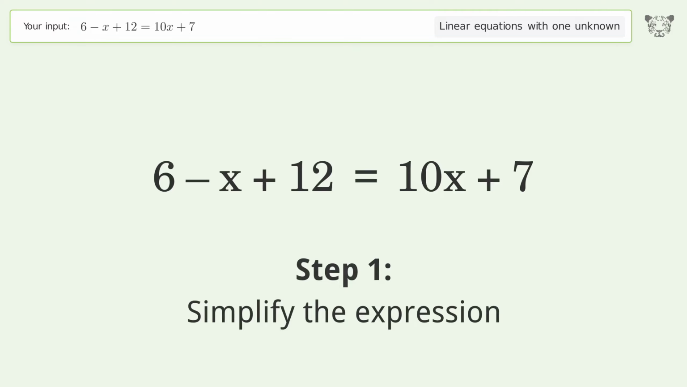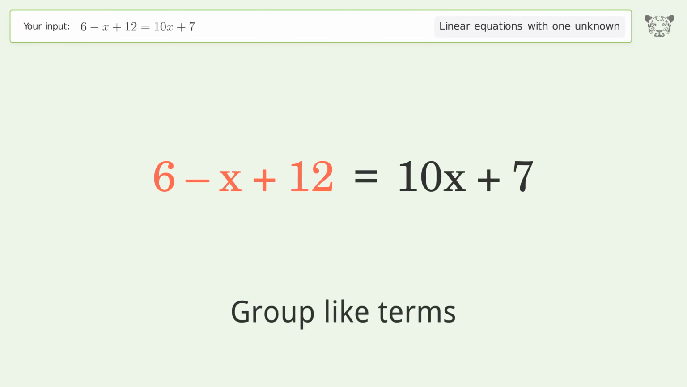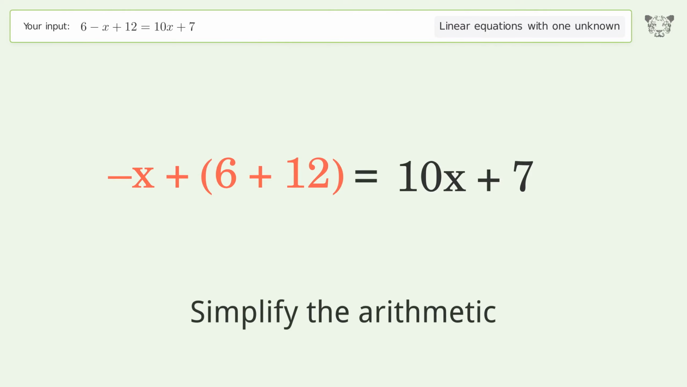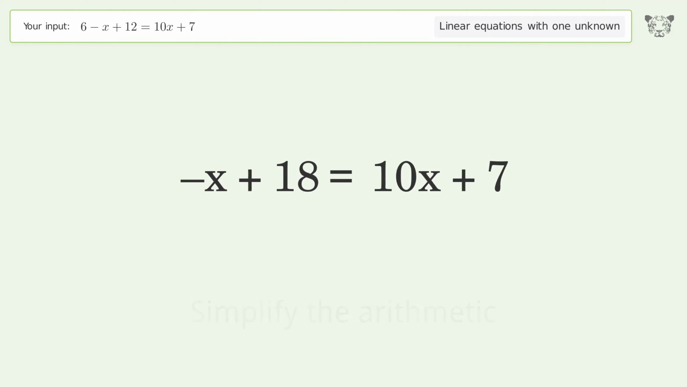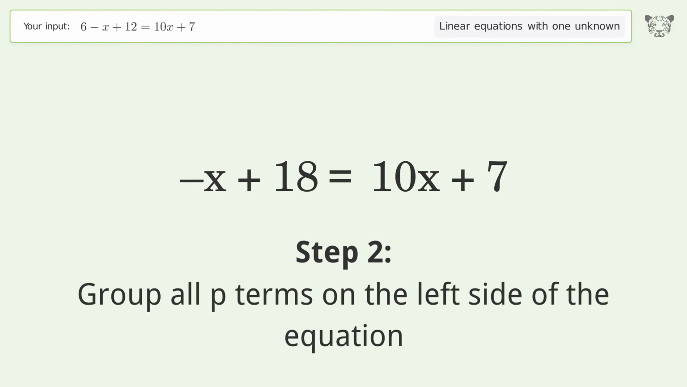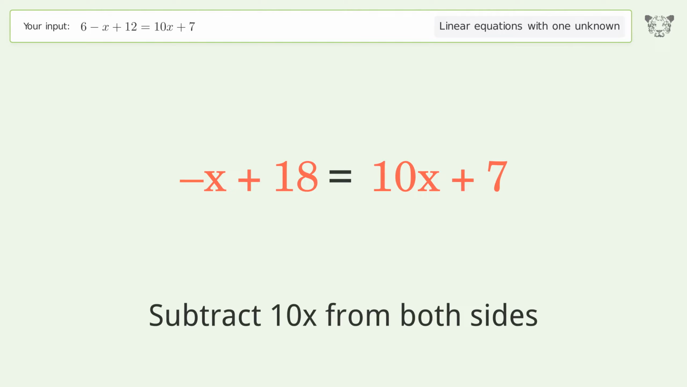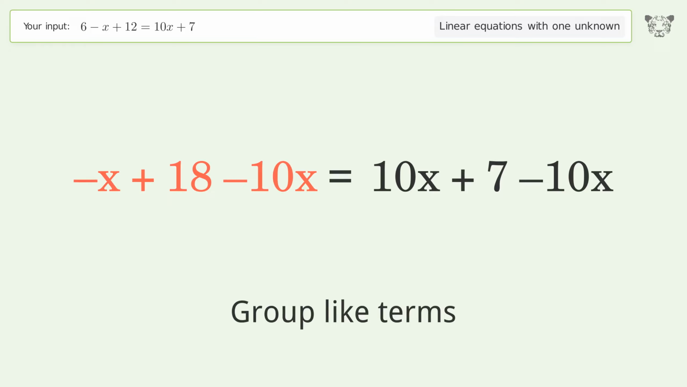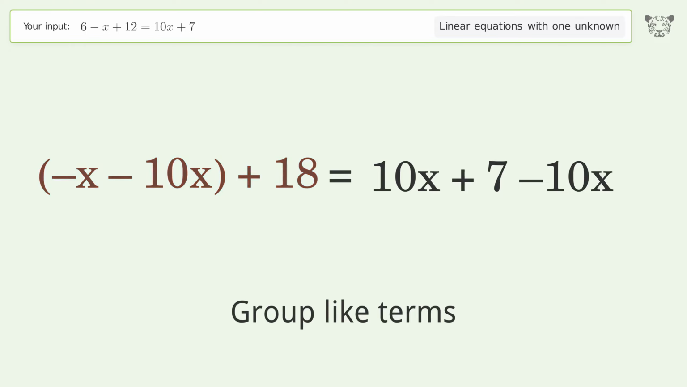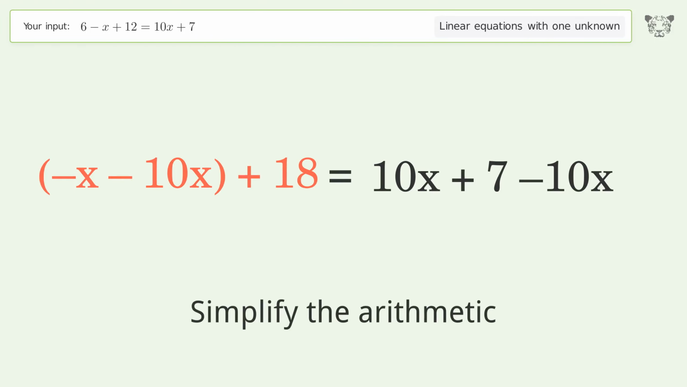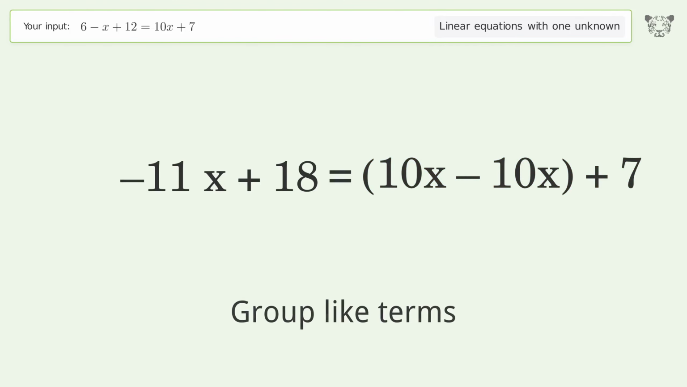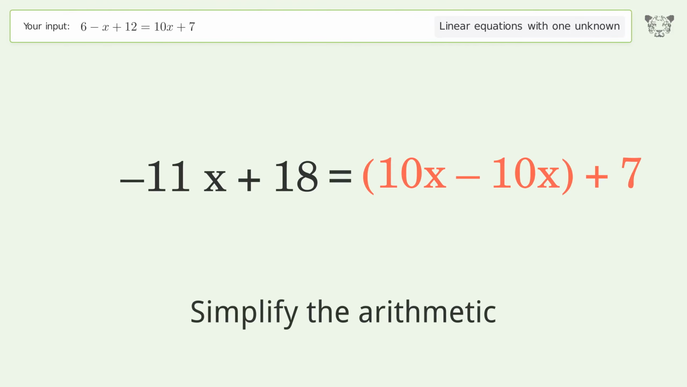Simplify the expression. Group like terms. Simplify the arithmetic. Group all x terms on the left side of the equation. Subtract 10x from both sides. Group like terms. Simplify the arithmetic. Group like terms. Simplify the arithmetic.